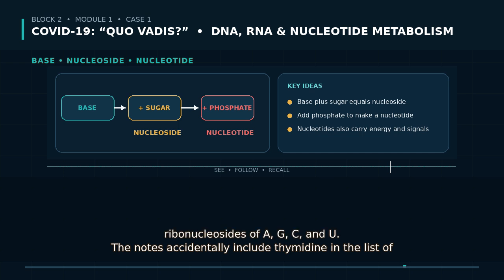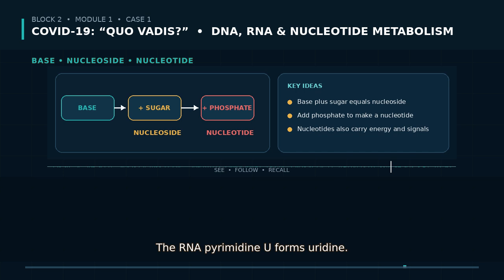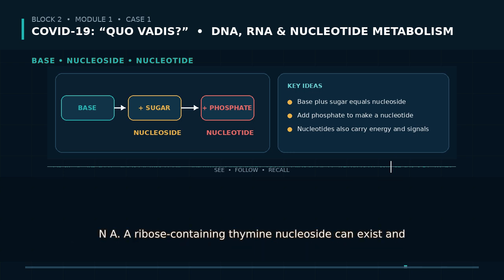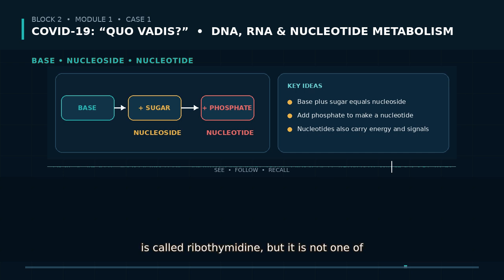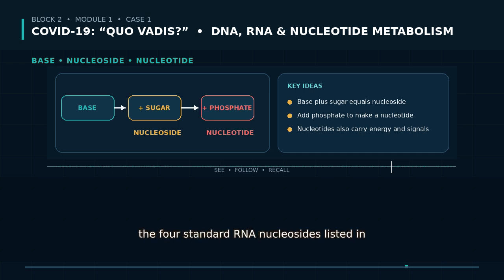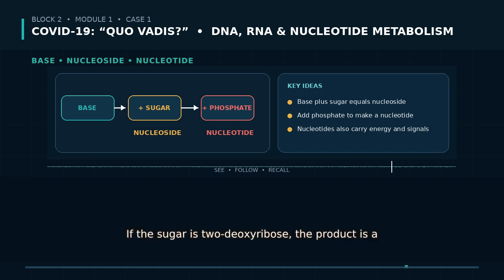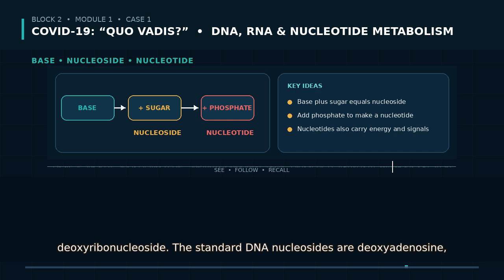The notes suggest that extra phosphates may be added to the same sugar carbon or to another carbon with a hydroxyl group. That wording can be misleading. In ordinary nucleoside diphosphates and triphosphates, such as ADP and ATP, the second and third phosphates form a chain attached to the first phosphate at the 5' position. They are not each independently esterified to different sugar hydroxyl groups. Cyclic nucleotides and bisphosphates are separate structural categories.